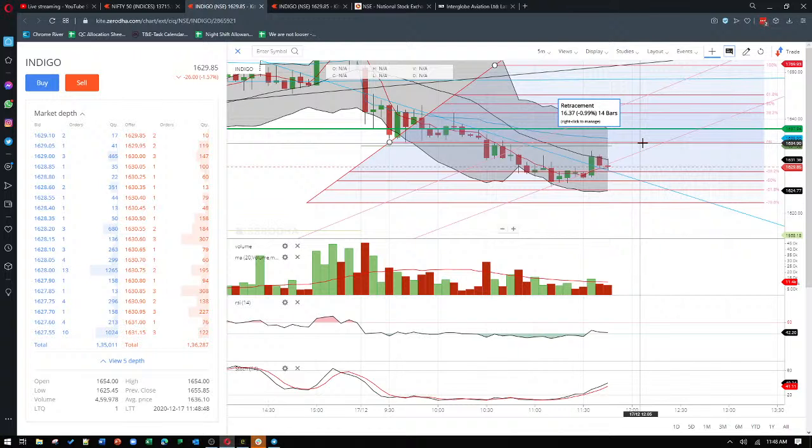So when we look at the orders which are lined up for 1628, I have 13 orders, and all other areas were small numbers. So I hope definitely it will test the low of the day once again.